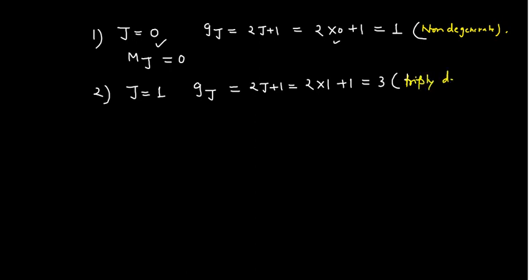Triply degenerate. So what is the meaning of triply degenerate? Triply degenerate means that your mj quantum number, which is your angular momentum quantum number, can have a total of 3 values, and those 3 values go from minus j to plus j, including 0 in it.